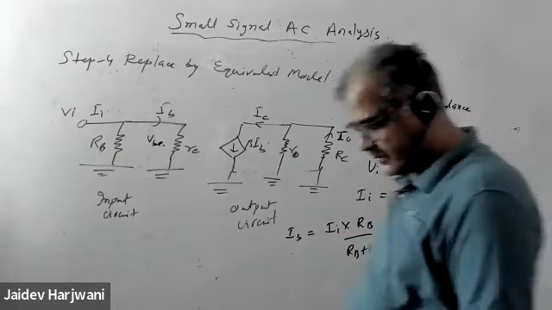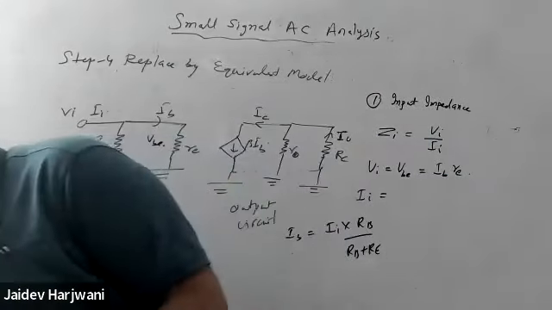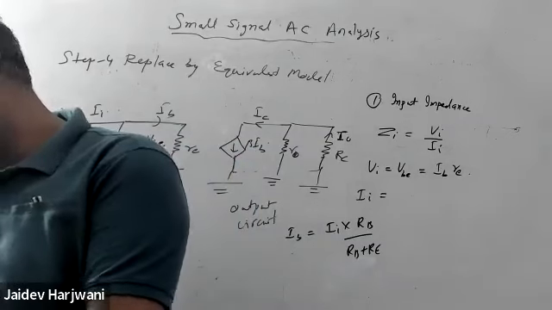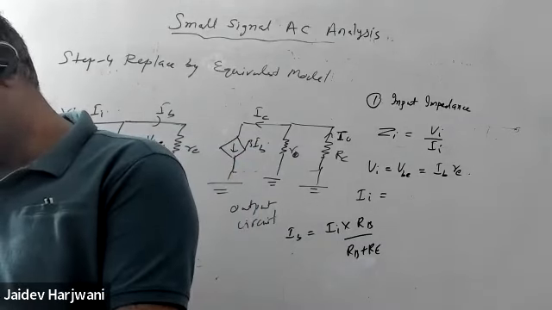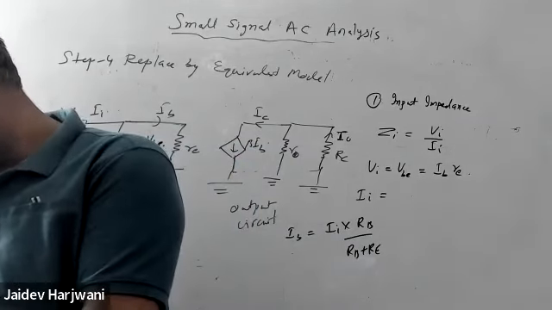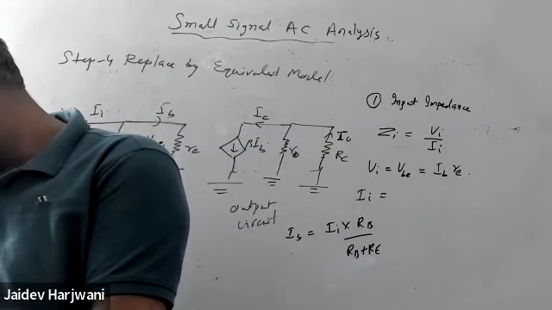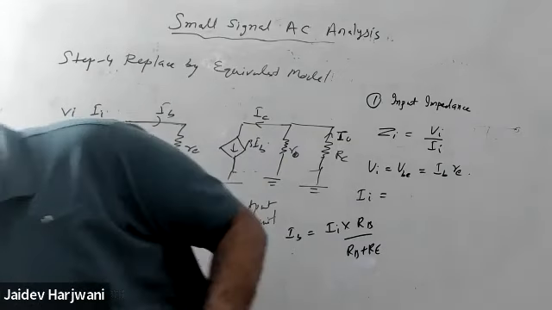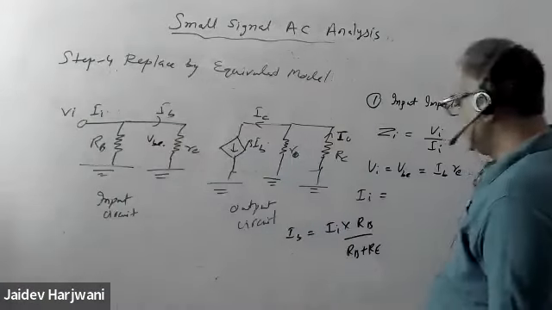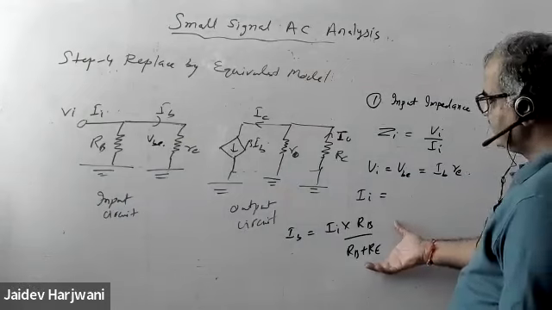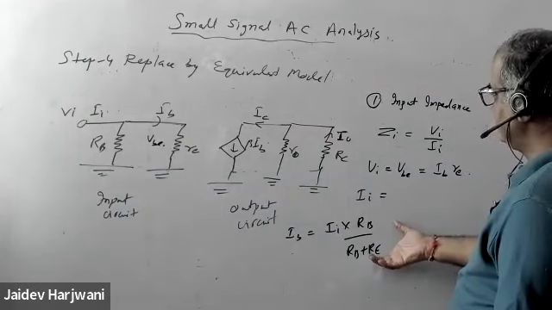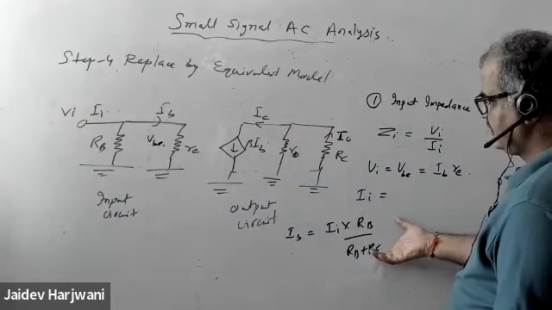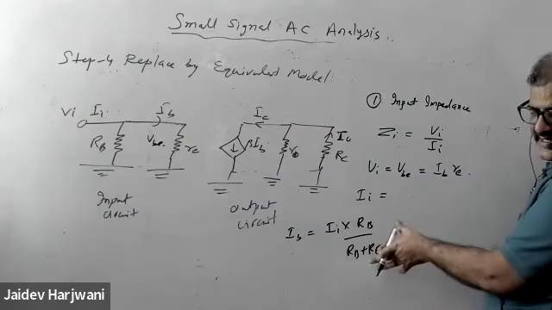Can we write like this? Tell me. Just give me 1 minute. Are you getting this one? This thing you're getting or not getting? Tell me. This part is clear or not clear?